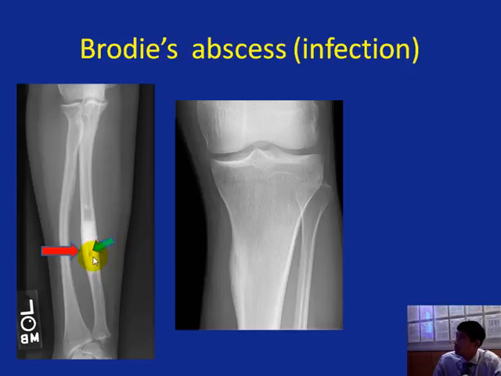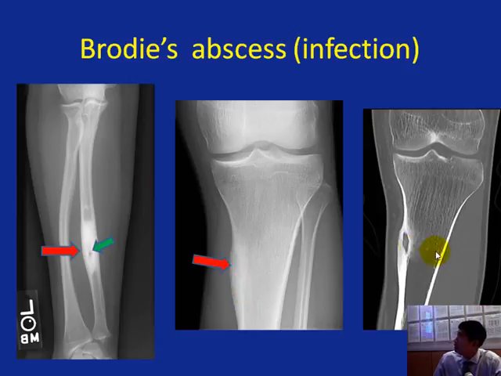But in this case, this was related to Brodie's abscess, and so that's a little pocket of the nidus, the infection that's been walled off by the body. Now, compare this to this patient, which also has this abnormal area of cortical thickening. This could be infection as well, and this could very well look like infection.